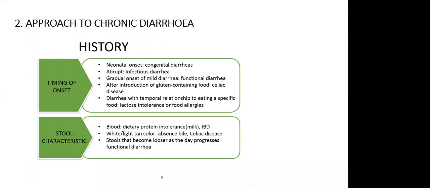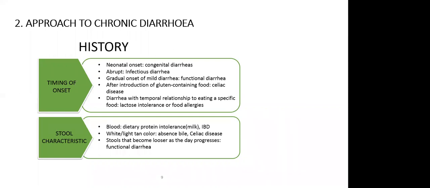If the onset is neonatal, it might suggest congenital diarrhea. Abrupt onset suggests infectious diarrhea, but usually bacteria and viruses cause acute diarrhea. Gradual onset, for example, is functional diarrhea, also called toddler's diarrhea. And after gluten-containing food, for example in celiac disease, the food sensitivity is triggered by gluten. So diarrhea with a temporal relationship to eating. You must ask in the history whether the diarrhea is triggered by food ingestion, or by some specific foods.